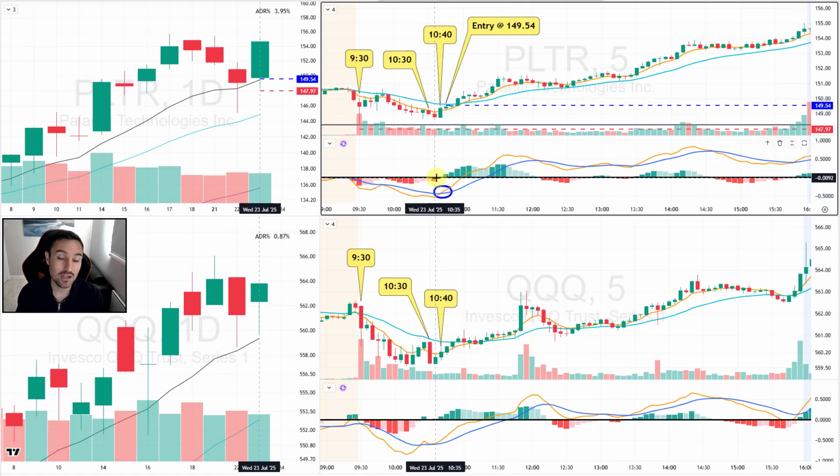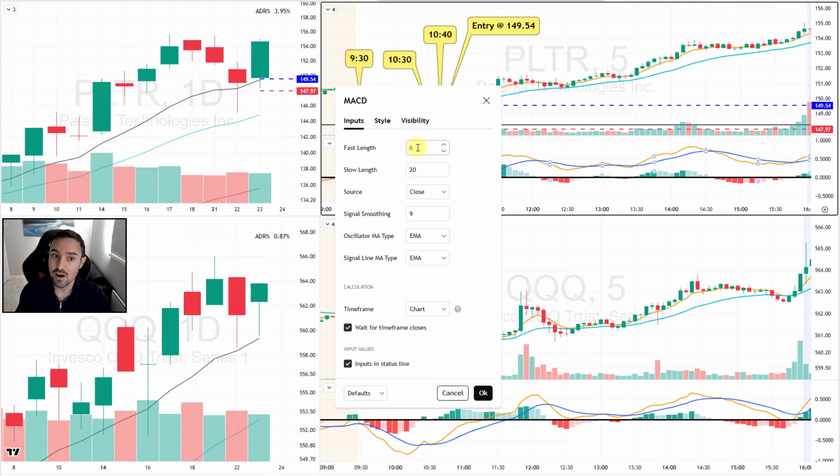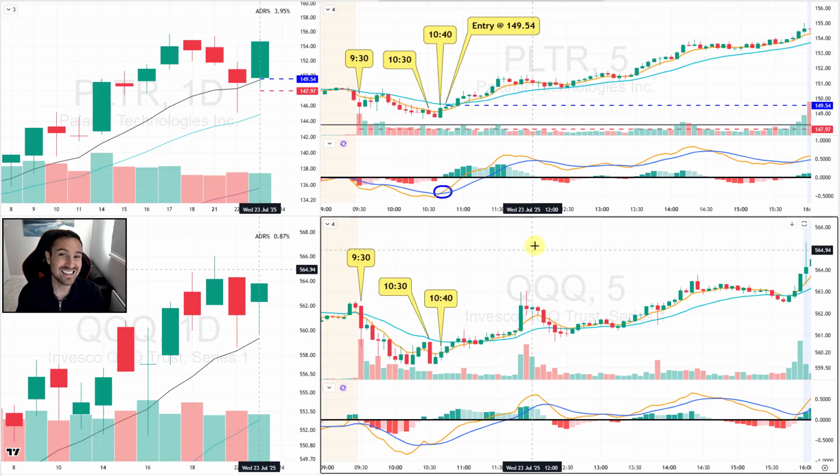Now I'm using custom settings on the MACD. Let me show you what those custom settings are. Fast length 6, slow length 20, signal smoothing 9. I'm using custom settings, not the standard settings, because I want the MACD to turn quicker. What I'm trying to do is get in near the bottom as it starts to turn up.